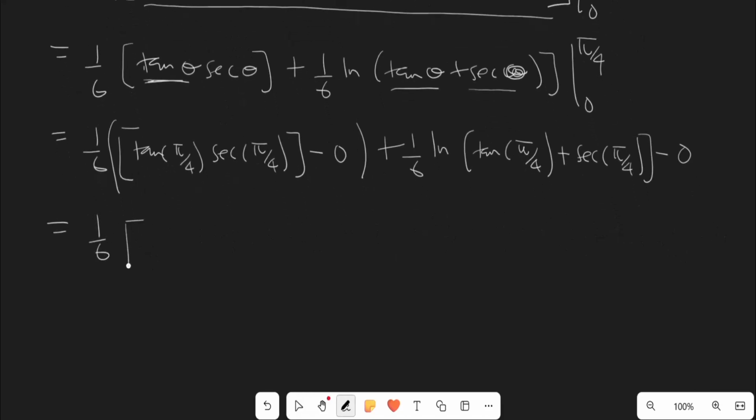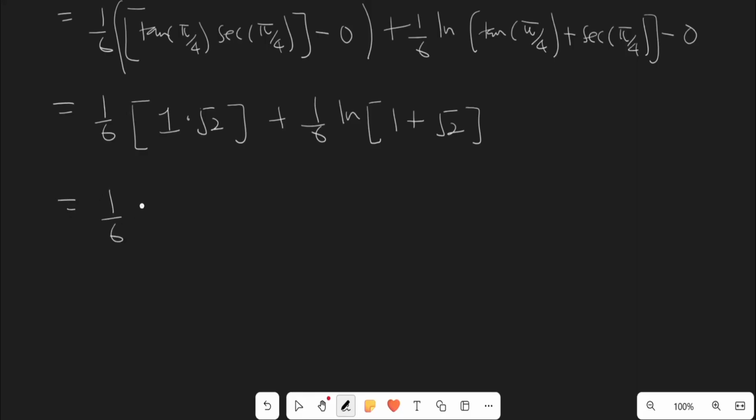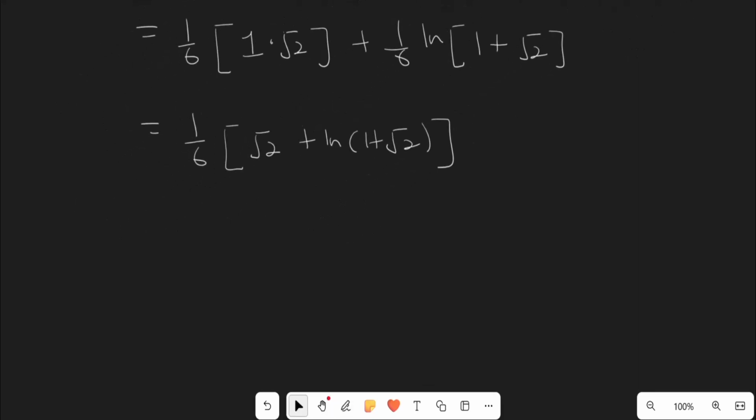So this is 1/6 tan 45, tan pi over 4 is 1, times secant of pi over 4, that is 1 over cosine of pi over 4, which is 1 over 1 over root 2, which is root 2, plus 1/6 natural logarithm of 1 plus secant of pi over 4, which is root 2. So 1/6 is a constant. You have 1/6 times the square root of 2 plus the natural logarithm of 1 plus the square root of 2. So this is the value of our integral.